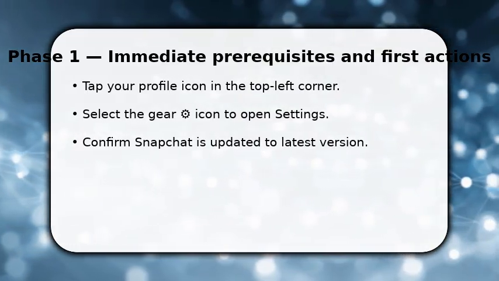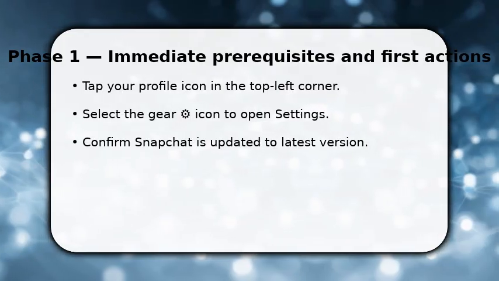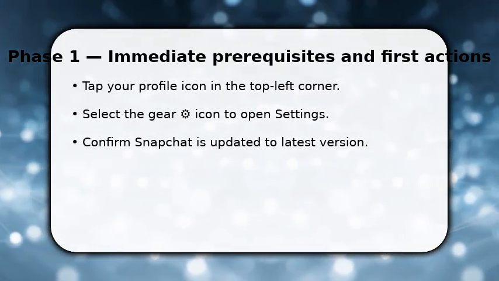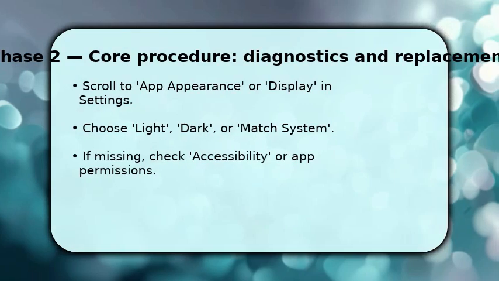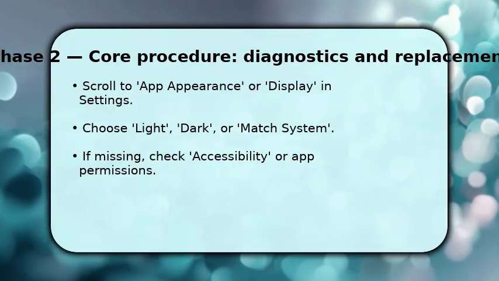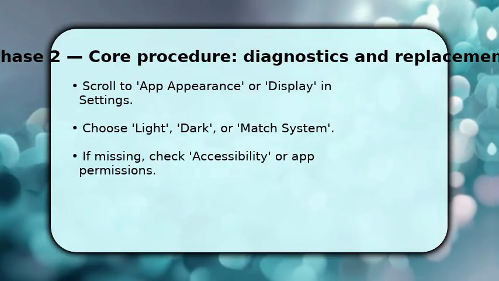Once settings is open, move to the Display or App Appearance section. This is where dark versus light controls live and where the change begins. Next, scroll through settings until you locate App Appearance or Display. This label varies by platform and version, so look carefully.